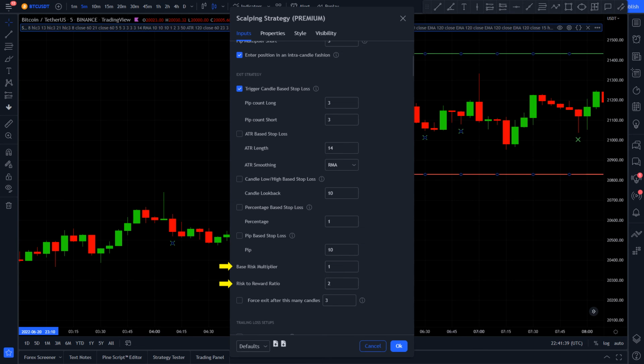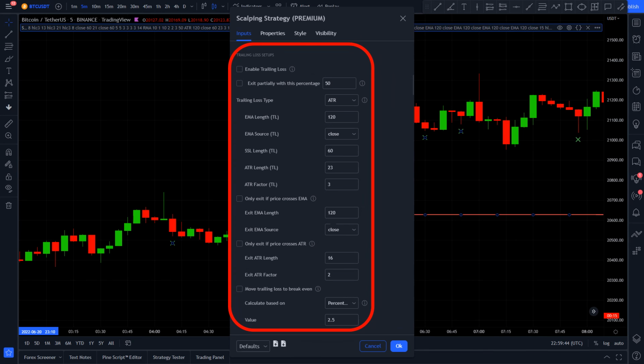Under the basic exit strategy setup, you can find the trailing stop loss section. With this script, this is one of the most important sections as this strategy can catch rapid and big movements which can go further than your initial take profit level. So I recommend you play around with this.